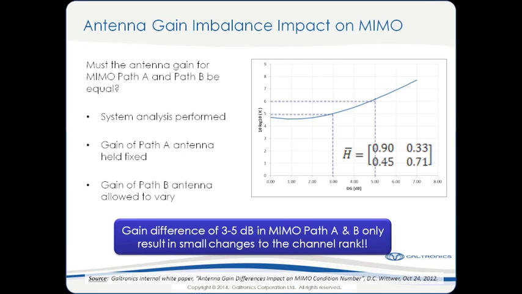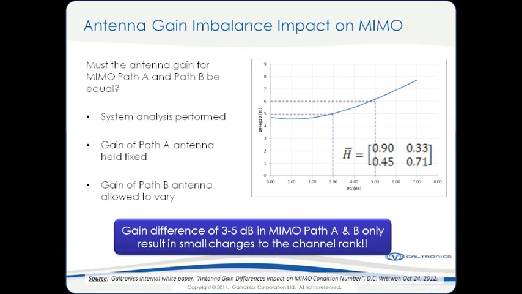First of all, this is a theoretical analysis. It's based on a MIMO system model. And in this system model, the gain of the MIMO path A antenna and MIMO path B antenna are included, and this allows us to look at changes in the channel condition number or the channel rank based on gain imbalances, meaning that the gain of MIMO path A is different than the gain of MIMO path B.